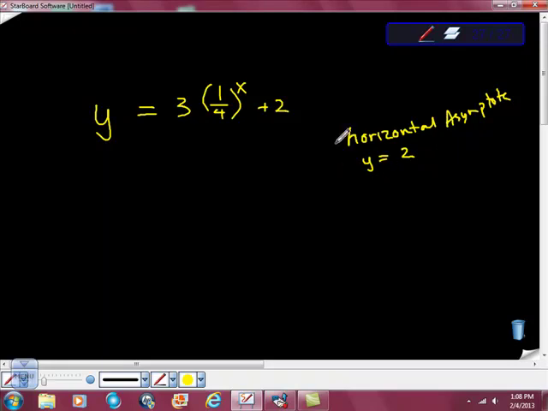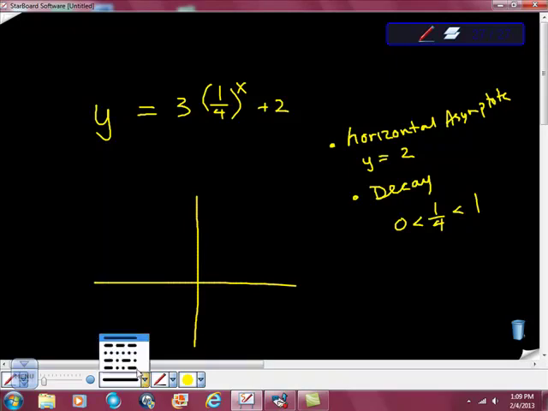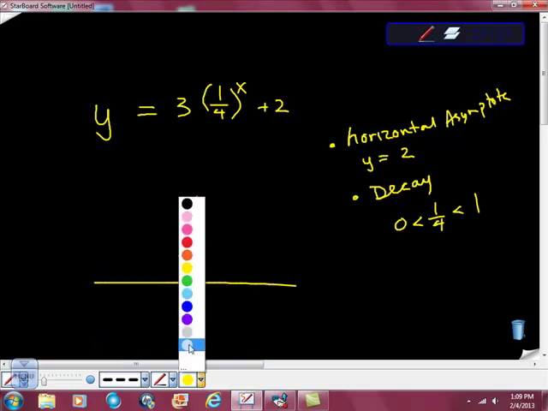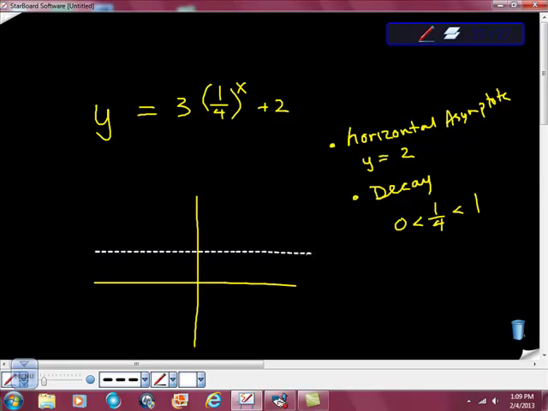Is this growth or decay? This is decay because great. Right? So we have decay. Good job. So here's our Cartesian plane. And then this is what I was looking for. I'm looking for here, y equals 2. Just label the horizontal asymptote y equals 2 or whatever it happens to equal, whatever this value is right here, right? And this is a decay function.